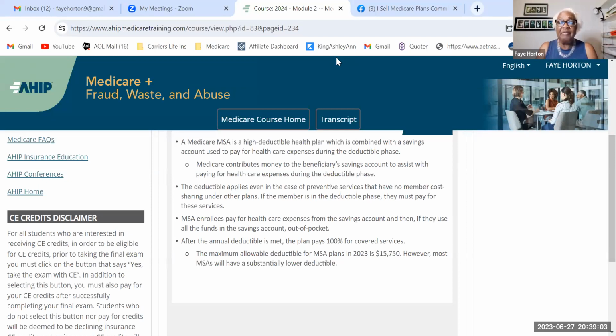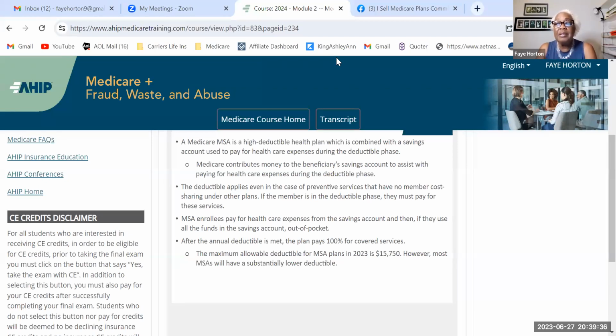Medicare Savings Account enrollees pay for healthcare expenses from the savings account. And then if they use all of the funds in the savings account, the enrollee pays out of pocket. After the annual deductible is met, the plan pays 100% for covered services.